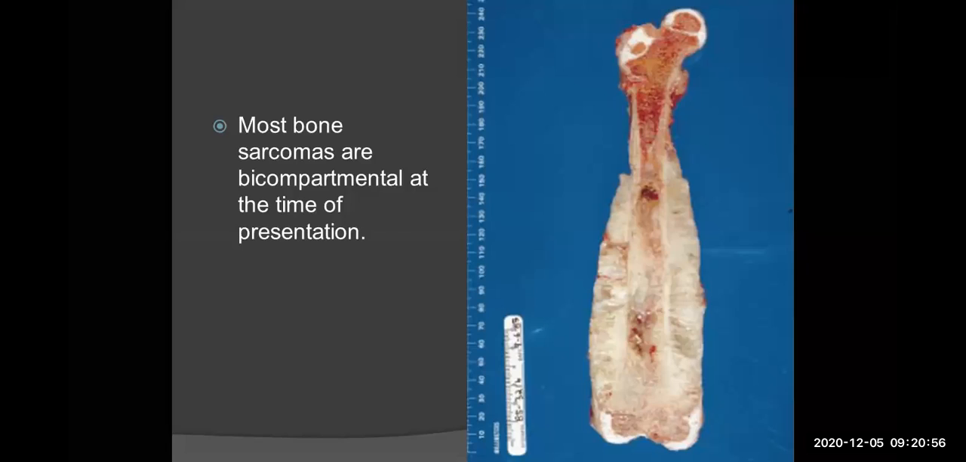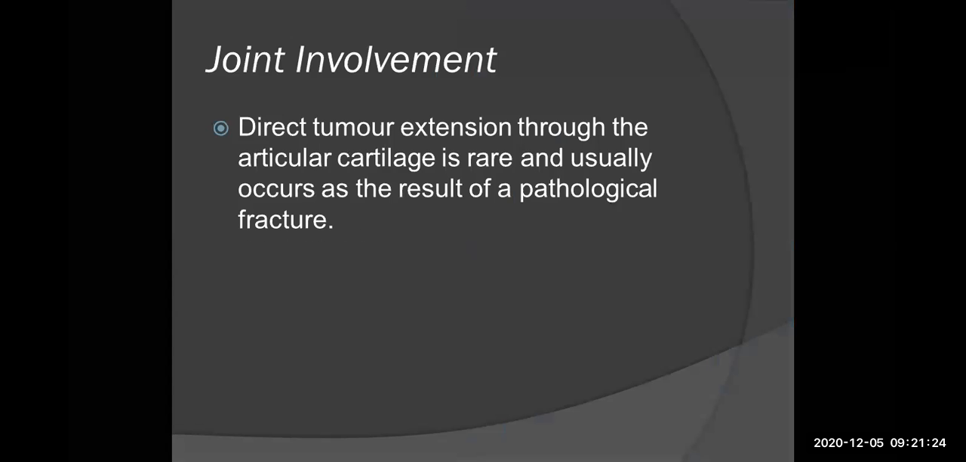And to be honest, most osteosarcomas, almost 10 to 15%, are presented with distant metastasis at the time of presentation. Very dangerous, osteosarcoma. Okay? But generally speaking, most sarcomas, not osteosarcoma alone, are bicompartmental at the time of presentation. Okay? What about joint involvement? It comes through direct extension of the tumor to the joint, which is a bit rare, unless in the later stage, okay?